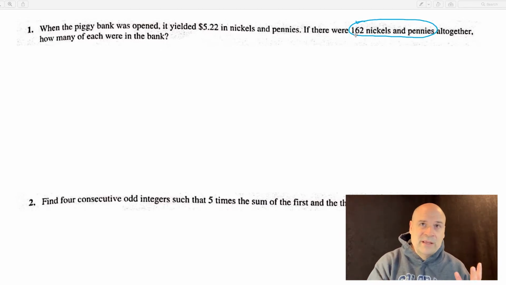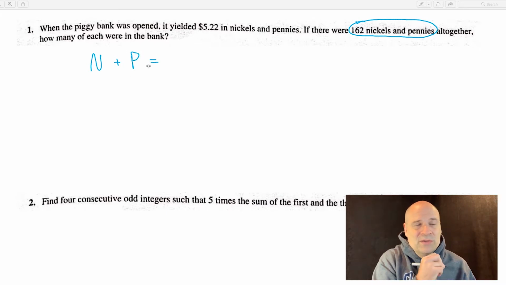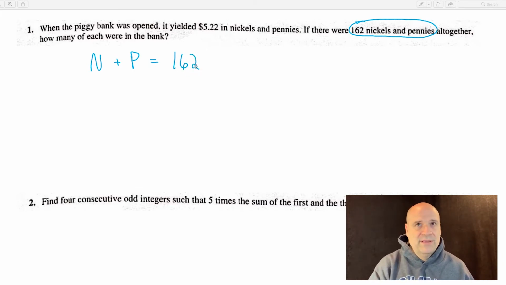You don't know how many of each we had, so I'm going to say N stands for number of nickels, and P stands for number of pennies. Altogether, the total number of coins is 162. Now, this does not tell you how much money you have. It just tells you how many coins you have.